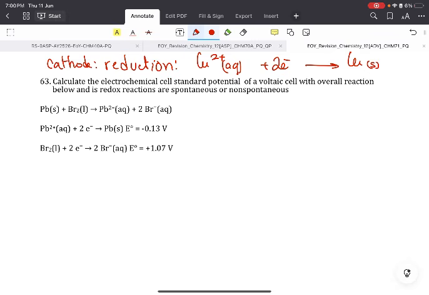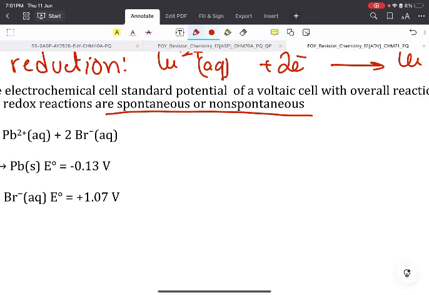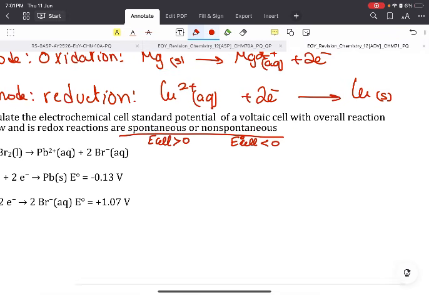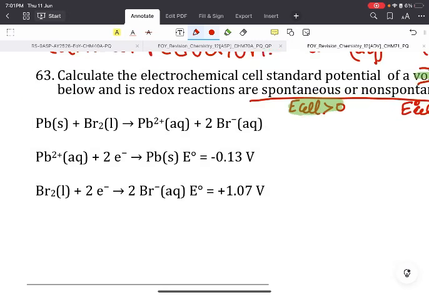Calculate the electrochemical cell standard potential of a voltaic cell with the overall reaction below, and is the redox reaction spontaneous or non-spontaneous? Now, to be spontaneous, the E cell is going to be positive. Non-spontaneous, the E cell is going to be negative. But there's a hint in the question. They told you a voltaic cell. So for sure, this one is going to be positive. Now, what if this was not mentioned in the question? What am I going to do? How am I going to know which one is oxidation and which one is reduction and determine if it's spontaneous or not?